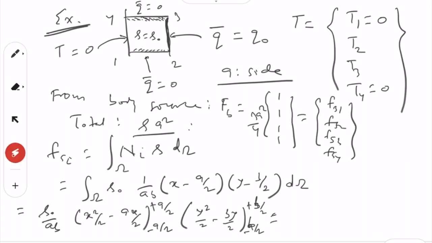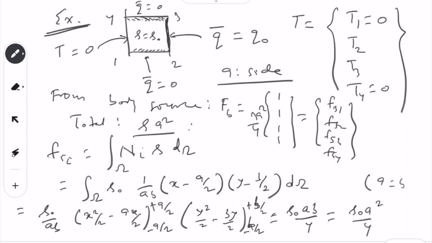We get simply here in this case a over 2 multiplied by a over a, so minus a square by 2. Here you get minus b square over 2. So we get a square times b square over 4, but ab you have, so S naught ab over 4. So basically what you get is S naught ab over 4, which will be equal to S naught a square over 4, assuming a equal to b. So you saw you got this value only, and there is an insight why it should be like this. So this is how you calculate the force.